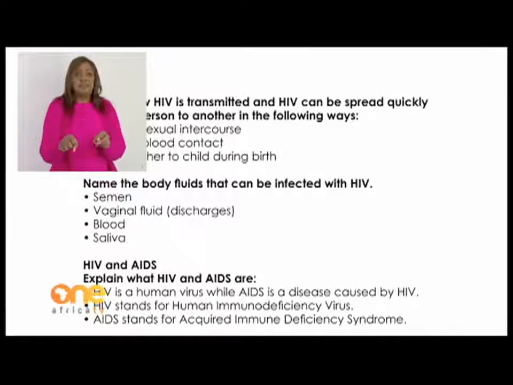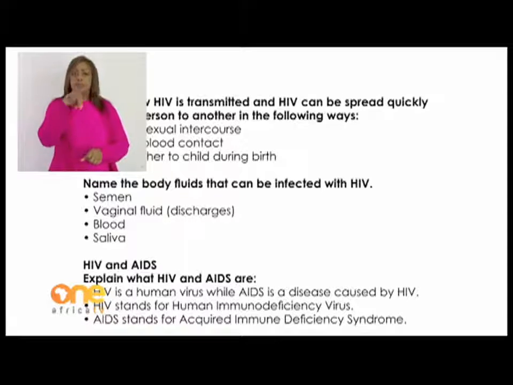So HIV is transmitted through sexual intercourse, or to be specific, through unprotected sexual intercourse. Another way is through blood contact, and it is also transmitted from mother to child during birth.